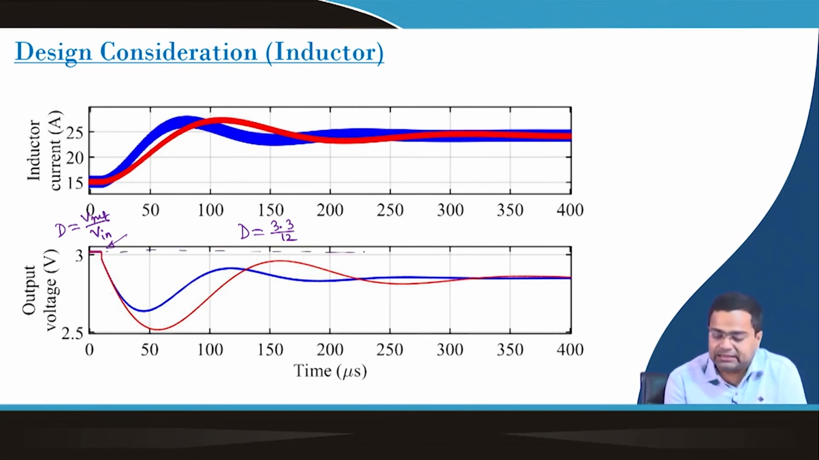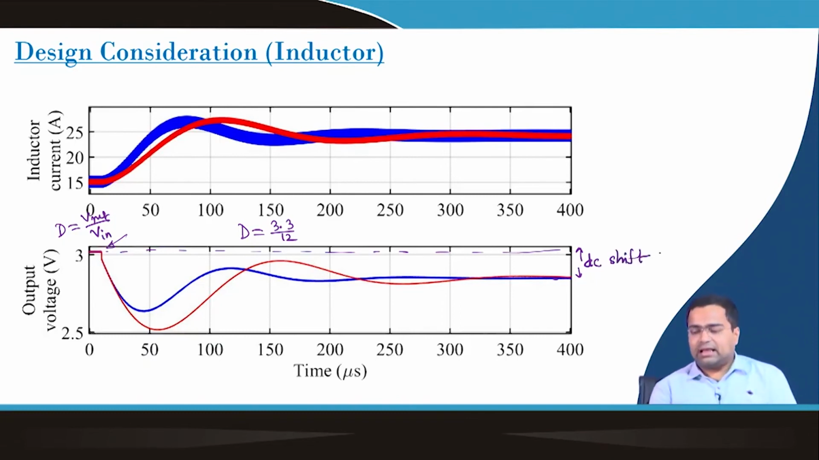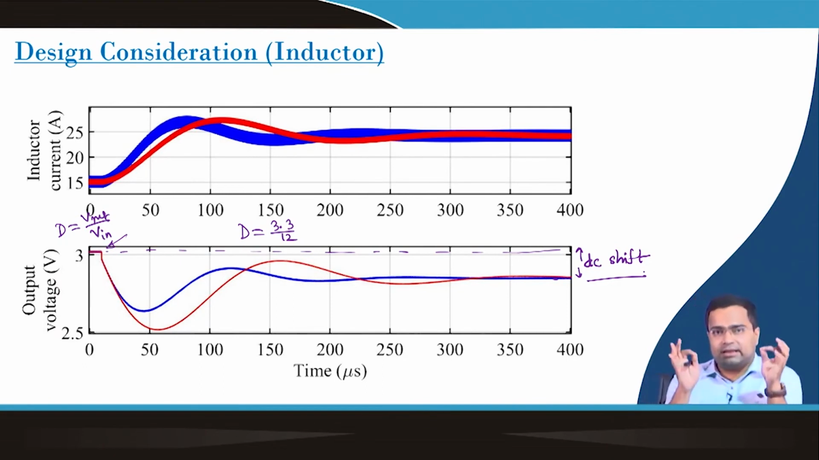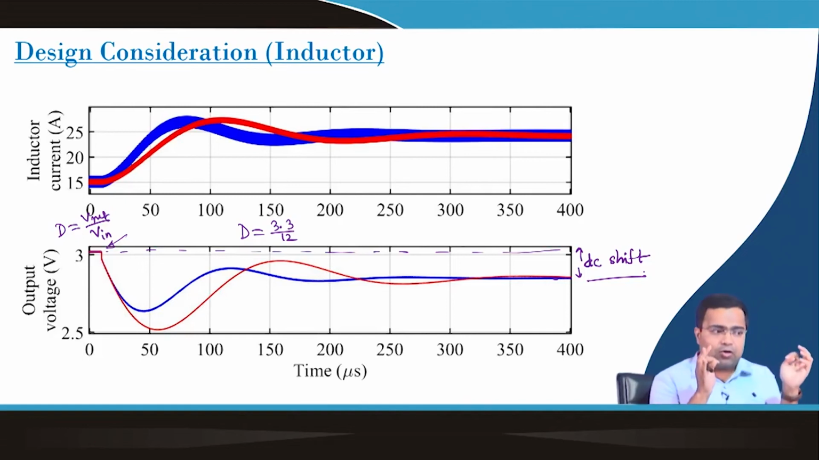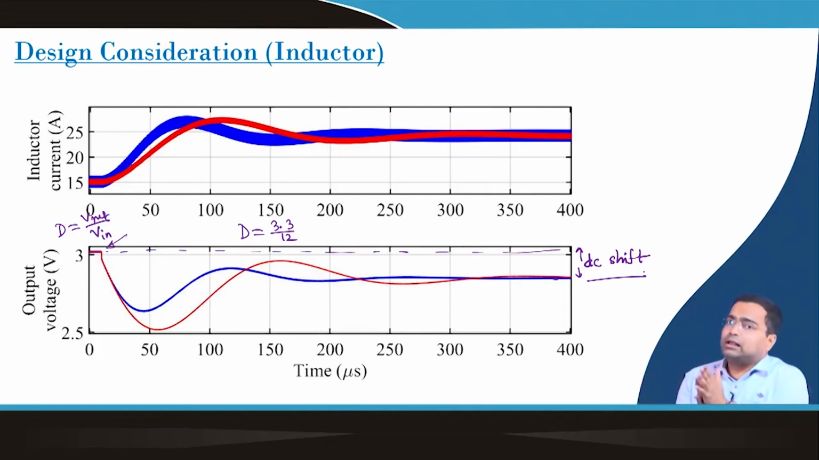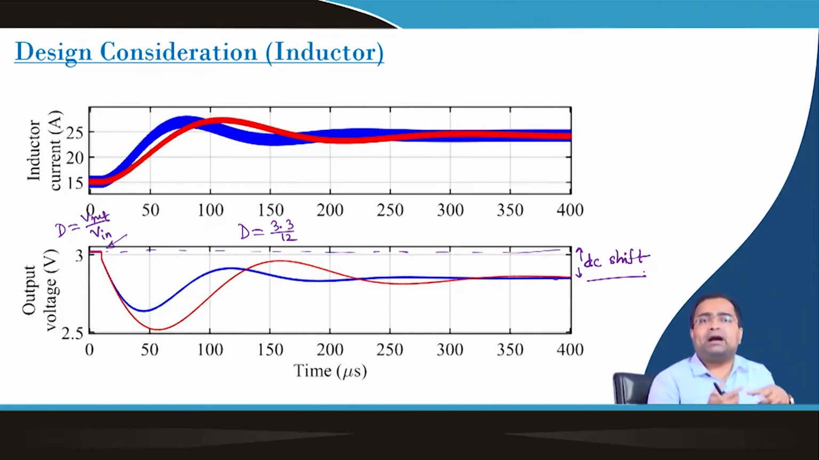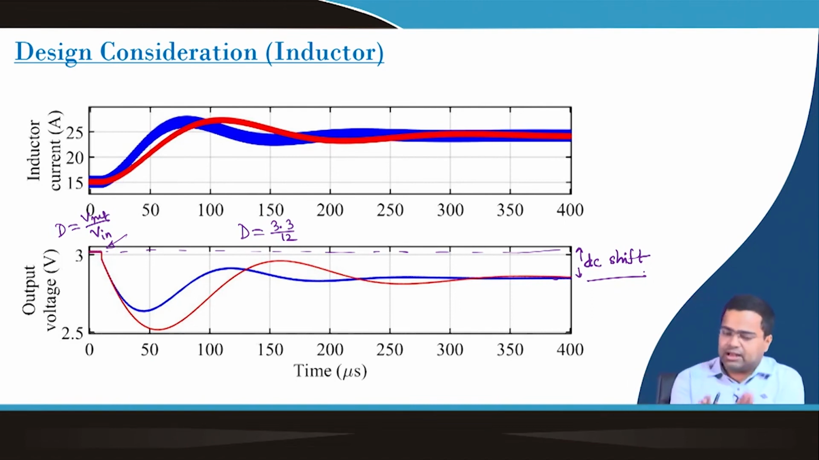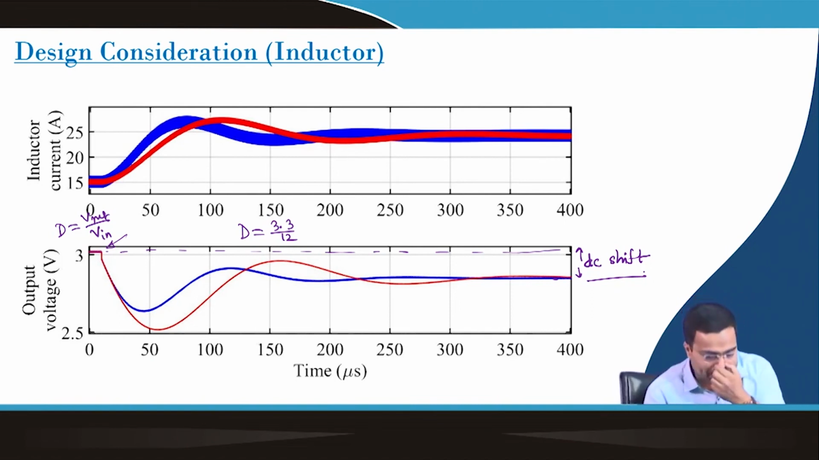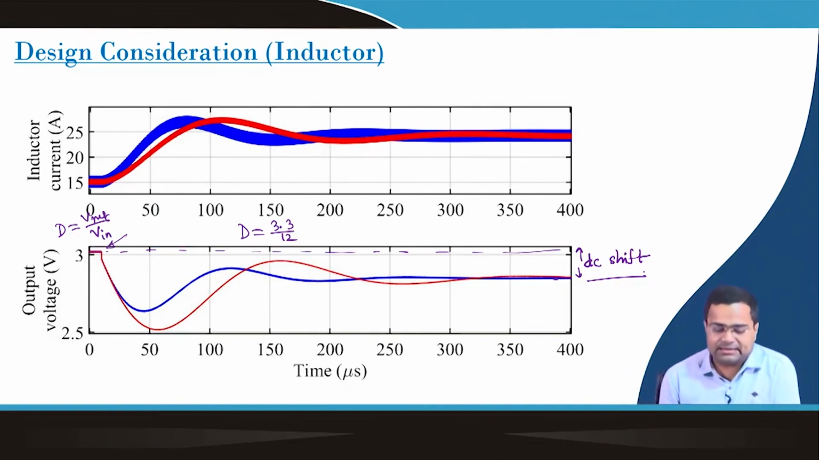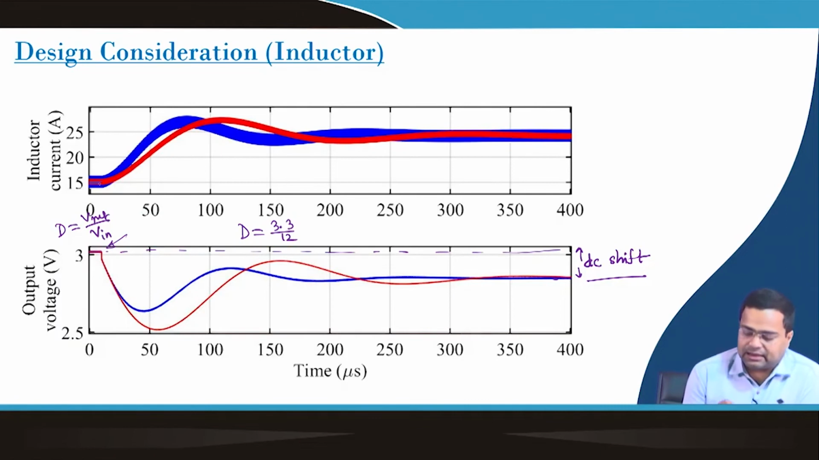That means, if you take this point and this point, there is a DC shift, and this DC shift is due to the more drop across the inductor DCR and the on-time resistance of the MOSFET. This can be compensated by closed loop control by adjusting the duty ratio, but here we are operating at a fixed duty ratio. But what is our interest here? Our primary interest is to see the average inductor current and the ripple inductor current.